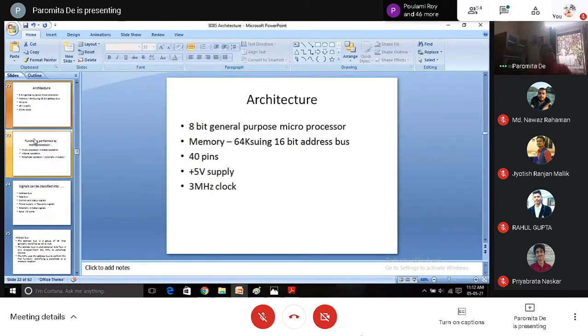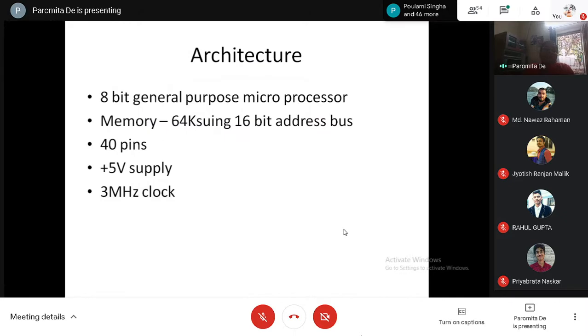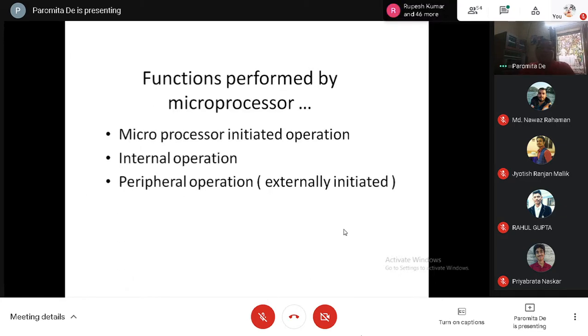So when we see the architecture of 8085, what we see is that it is an 8-bit general purpose microprocessor. It has a memory of 64 K using the 16-bit address lines. There are 40 pins, and this is a 5-volt supply, and there is a 3 megahertz clock. So what I have pasted in Paint is the 40 pin diagram of the microprocessor. We will see what kind of signals are there.